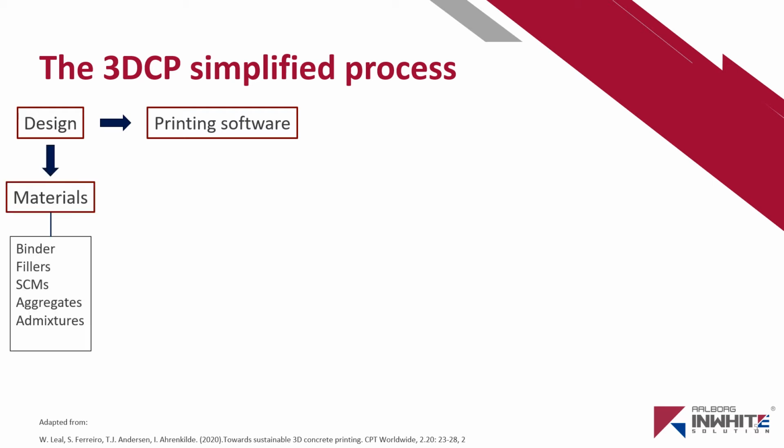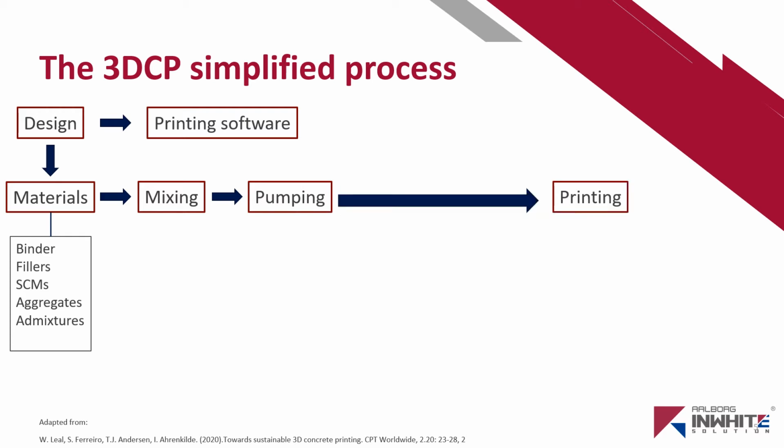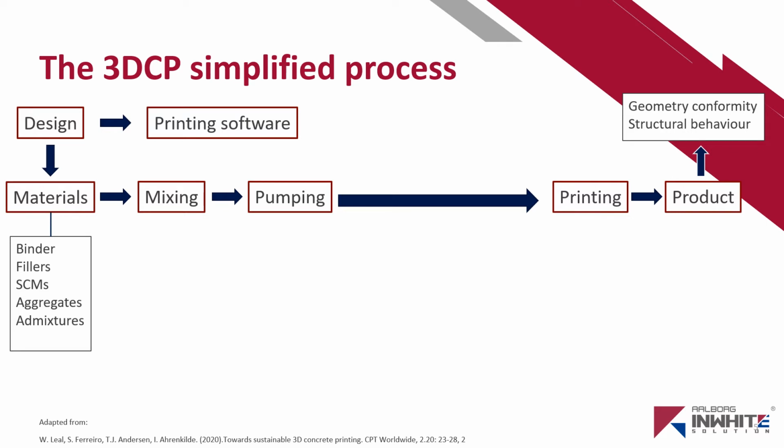Then we have all the raw materials, such as binder, filler, supplementary cementitious materials, aggregates, and admixtures that will create the mortar or concrete to be used. These materials are mixed either using a batch mixer or a continuous mixer, which is the choice of the producer. Then the material is pumped to the nozzle where the printing process starts, and then the element is produced. Like with any other concrete production, every product needs to comply with the intended geometry and also mechanical properties.